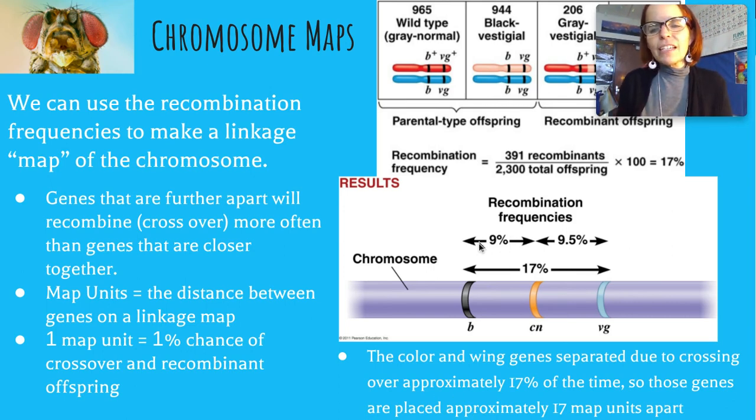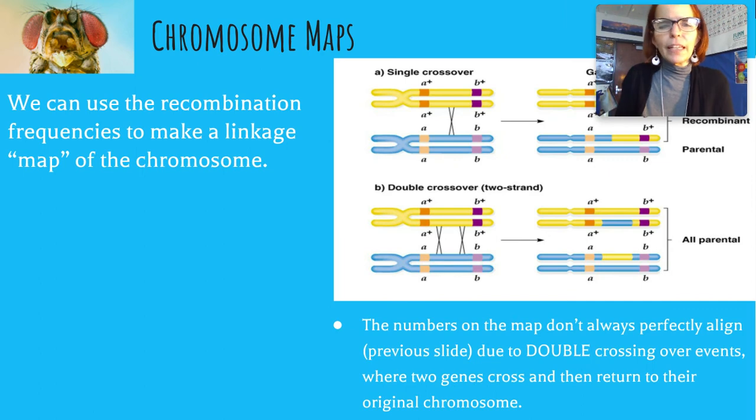I want you to notice this is a little confusing. There's another gene that's called cinnabar. Don't worry about it. But it recombines 9% with the body color, and it recombines 9.5% of the time with the vestigial wings, the wing shapes. So the question is, if it's in between those two, why don't the numbers add up to 17%? Why isn't it 9 and 9.5? That's 18.5%. Why are they off a little bit? And I'm just going to explain that really quickly.